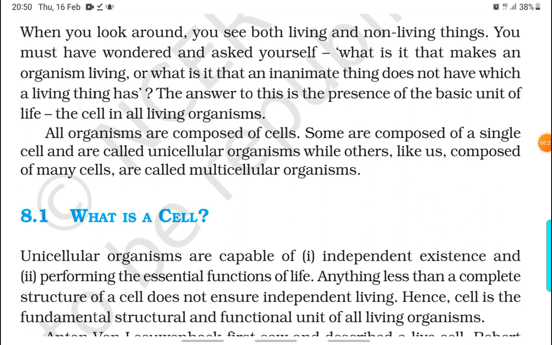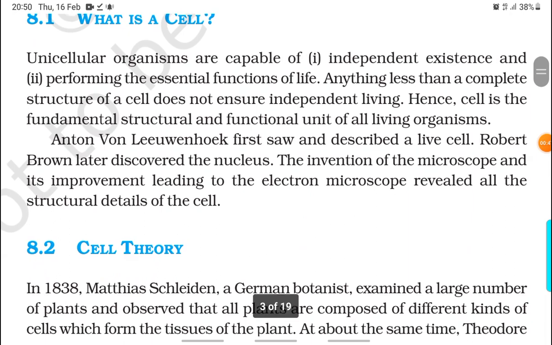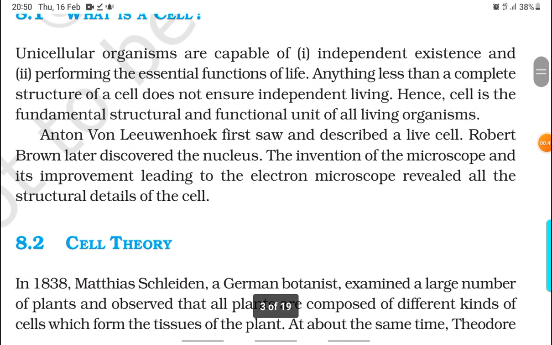All organisms are composed of cells. Some are composed of a single cell and are called unicellular organisms, while others, like us, composed of many cells, are called multicellular organisms. What is a cell? Unicellular organisms are capable of independent existence and performing essential functions of life. Anything less than a complete structure of a cell does not ensure independent living. Hence, the cell is the fundamental, structural and functional unit of all living organisms.